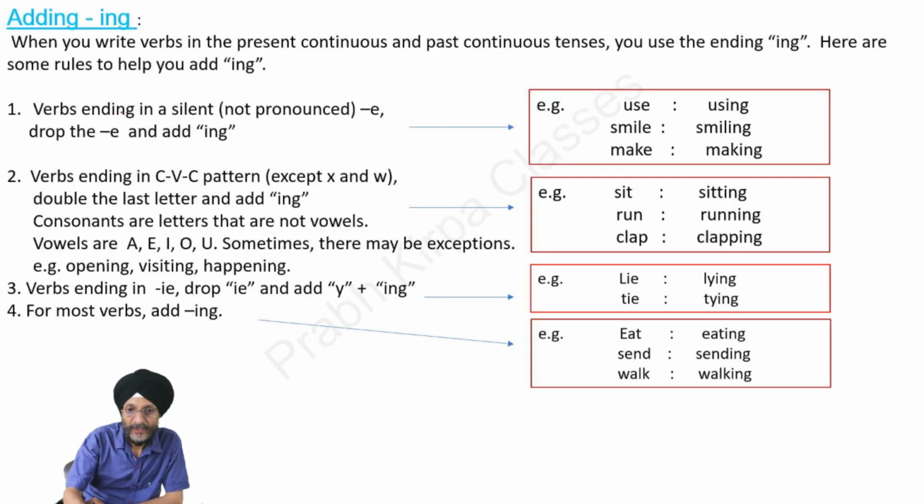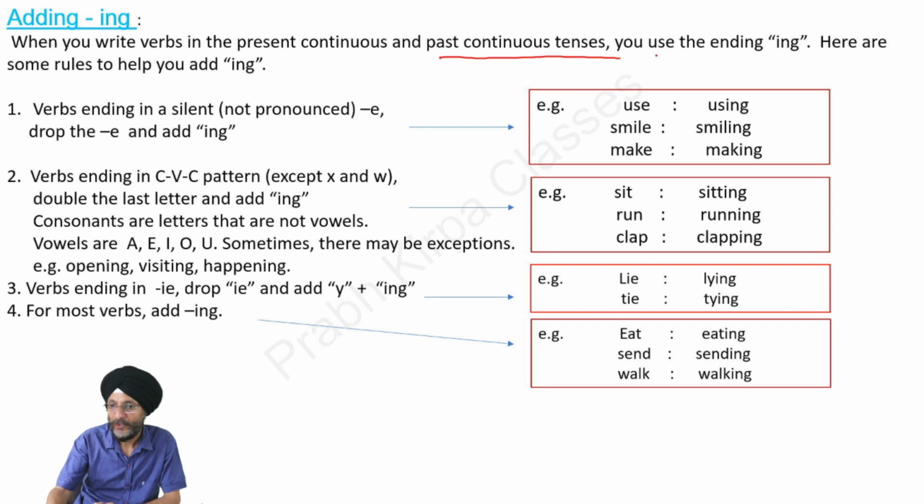Next, we have to add ing to the first form of the verb in the case of past continuous tense. When you write verbs in past continuous tense, we use ing at the end of the verb. There are certain rules which we have to follow while adding ing. What are these rules? Let us see.